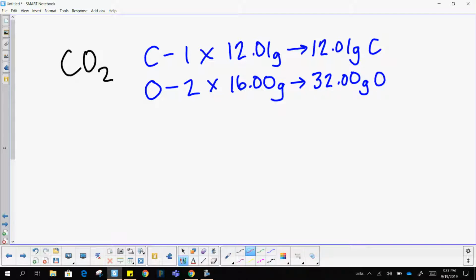Now, what's the total compound mass? Well, you add those two up. So we're going to have a total compound mass of 44.01 grams in the entire compound.